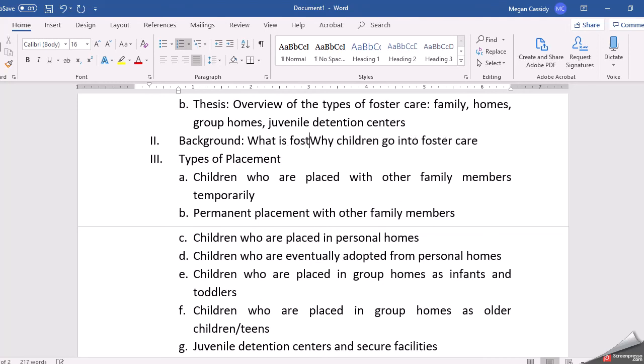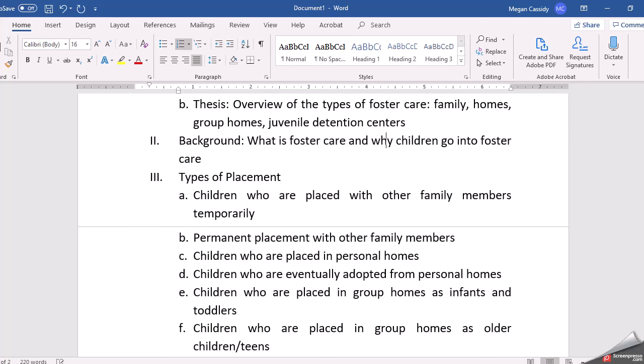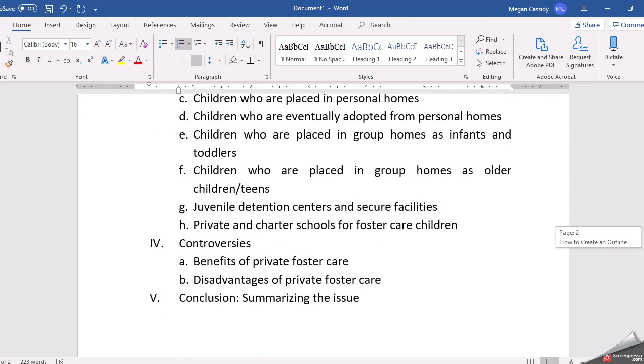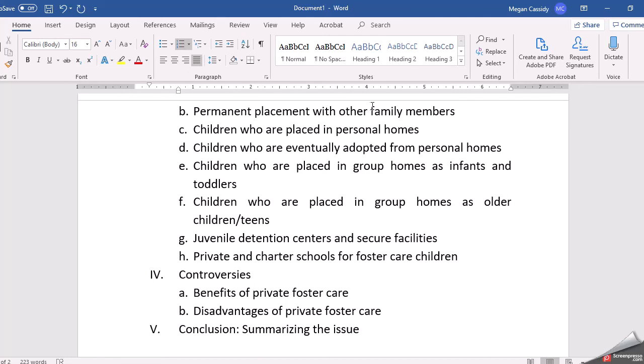What is foster care and why do children go into foster care? And then in that one paragraph, and I make a note to myself, one paragraph. In that one paragraph, I just talk just about that topic. So then I look down here, and from here, these kind of do connect. Family members, personal homes, group homes, secure facilities, schools, that kind of goes from one to the next.